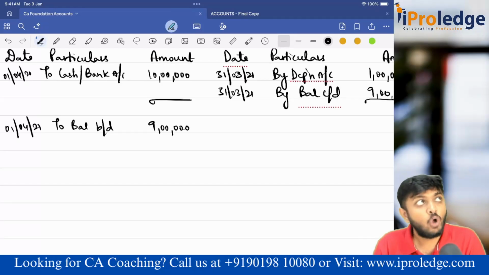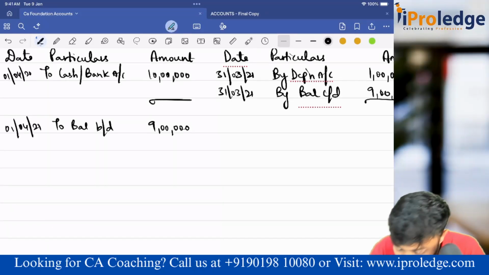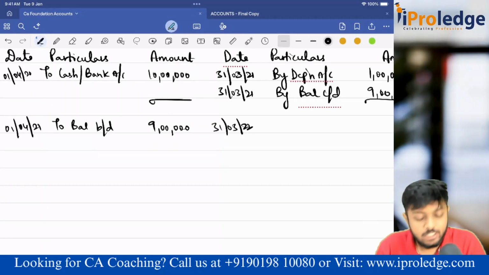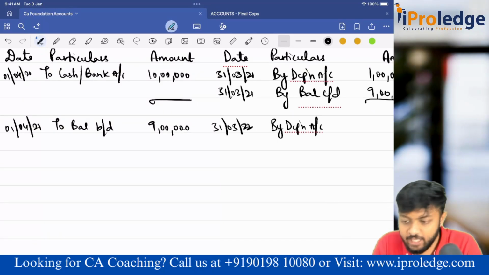Now we have to start following the steps. First step was give depreciation till the date of sale. Date of sale is end of the year. That is 31/3/22. So by depreciation account. Now one important thing. See, in this example we have only one asset. That is how we have framed the example.